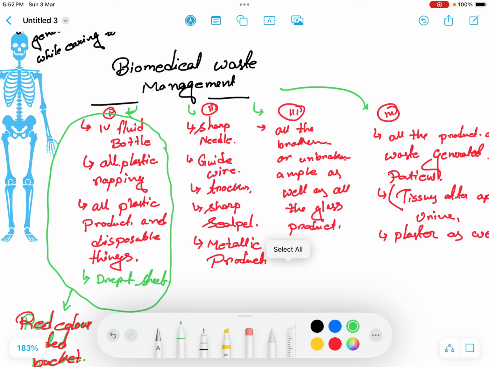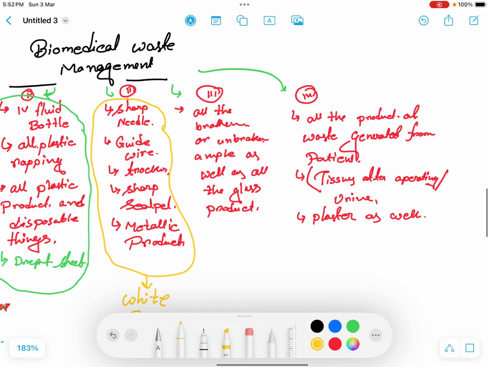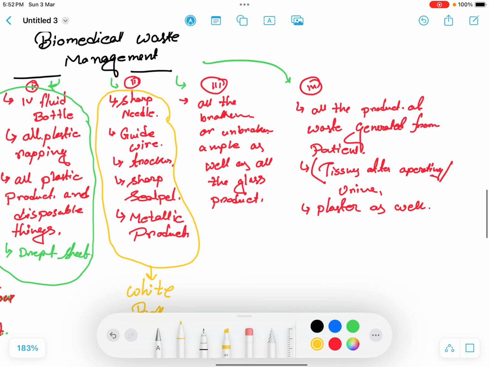Now all the sharp needle, guide wire, sharp scalpel, trocars, metallic product would go in a white box, so that it is kept safely after the use, right? White can be seen over here, so we would like to use yellow, right?